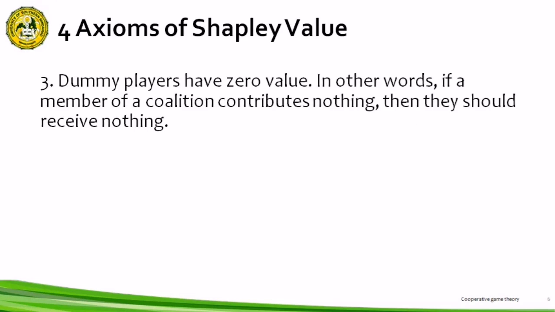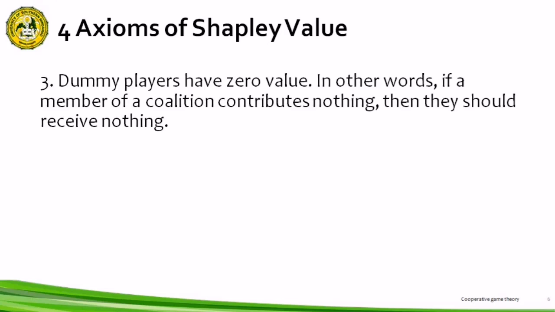Number 3, dummy players have zero value. In other words, if a member of coalition contributes nothing, then they should receive nothing. This one is a little more disputed, because it may mean that if you went out to dinner with your friends but you didn't order anything, it is perfectly acceptable for you to refuse to pay when the bill arrives.